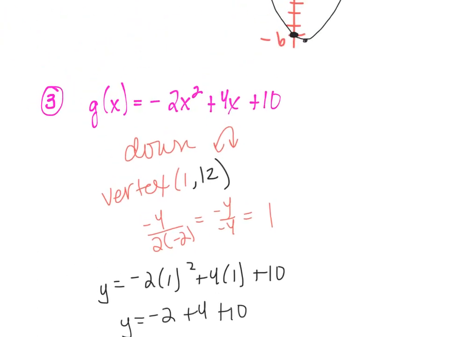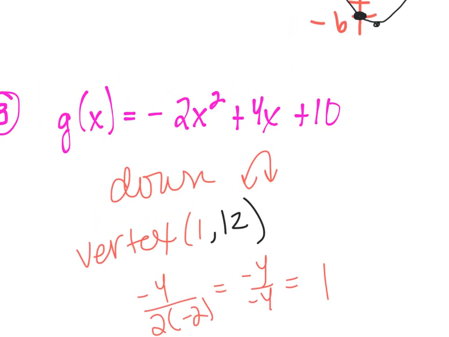All right. Just by looking, can you tell me what my y-intercept is? 10. How did we get that? Plug in 0. If I plug in 0, what's 0 squared? 0. Times -2, 0. Plus 4 times 0, 0. So all you have to do is identify the y-intercept. It's your constant at the end.